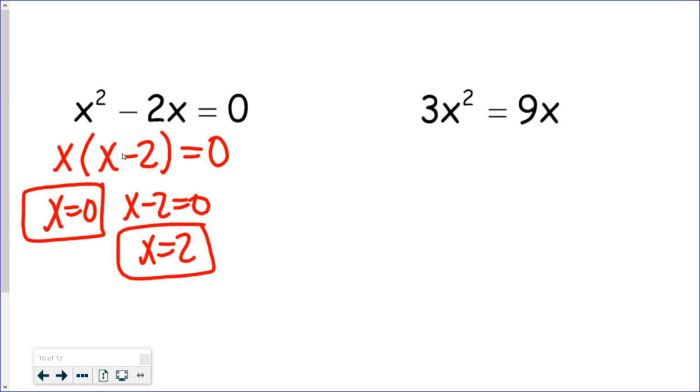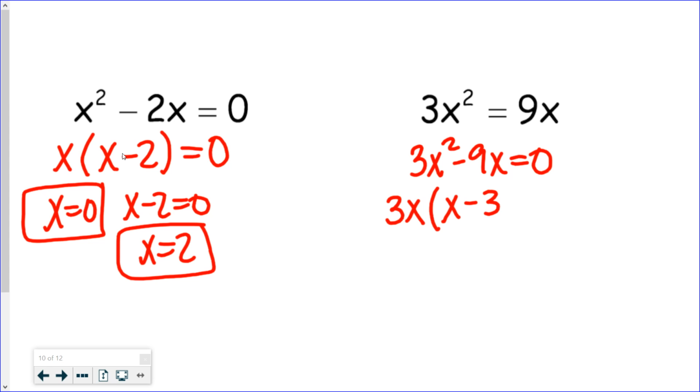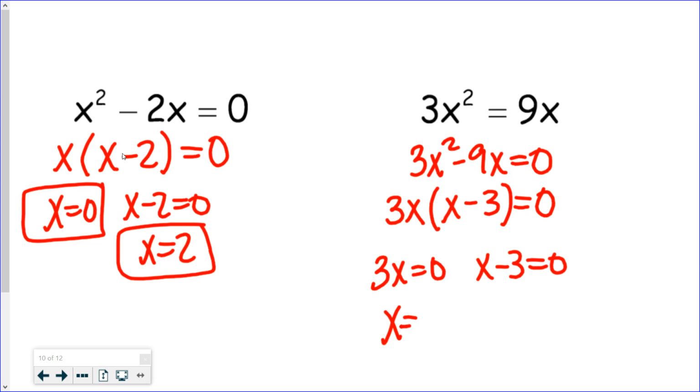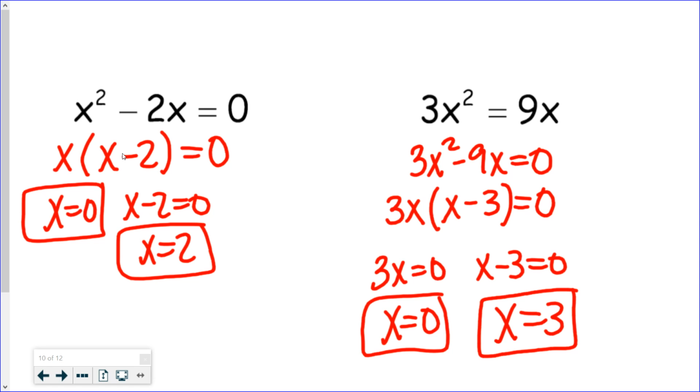We're going to do the same thing over here. I've got 3x squared. I'm going to move the 9x over and make it negative. What's common to both of these would be a 3 and an x. What I have left over is an x. Negative 9 divided by 3 would be negative 3. So 3x equals 0, or x minus 3 equals 0. Here, when you divide by 3, you still have x is equal to 0. Here, you get x is equal to positive 3.